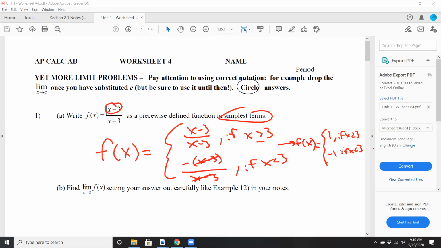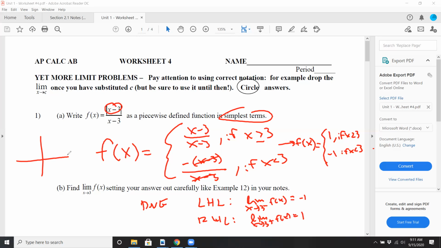Then to write as a piecewise function, then evaluate as x approaches 3, you're going to say it does not exist. That's because your left-hand limit, when you actually take the limit as x approaches 3 from the left of f(x), that's going to be negative 1. And your right-hand limit, the limit as x approaches 3 from the right of f(x) is going to be positive 1.